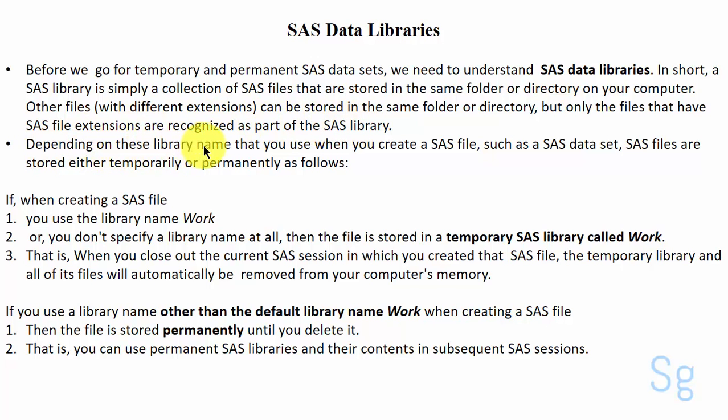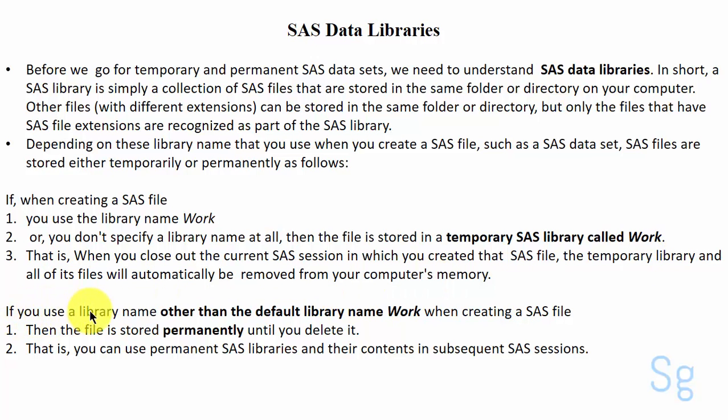Depending on the library name that you use when you create a SAS file, such as a SAS dataset, SAS files are stored either temporarily or permanently as follows. If, when creating a SAS file, you use the library name work, or you don't specify a library name at all, then the file is stored in a temporary SAS library called work. That is, when you close out the current SAS session in which you created that SAS file, the temporary library and all of its files will automatically be removed from your computer's memory.